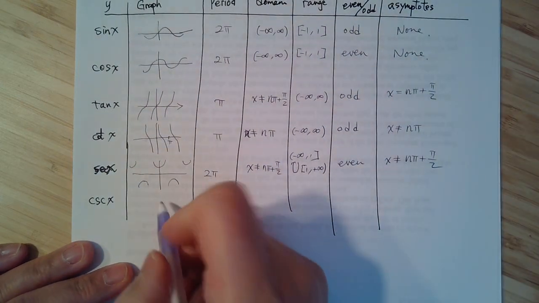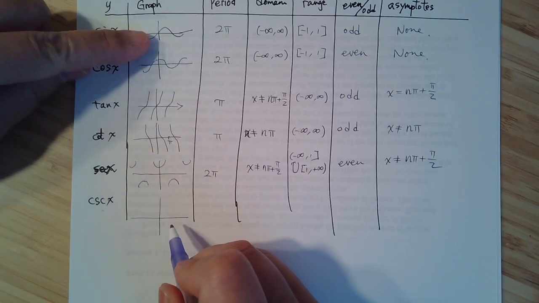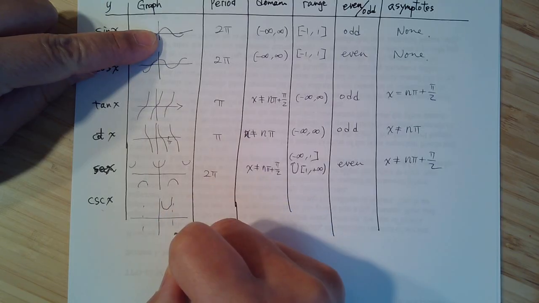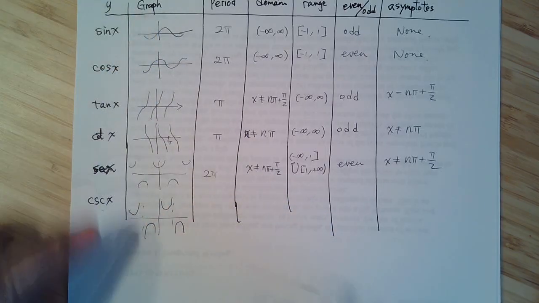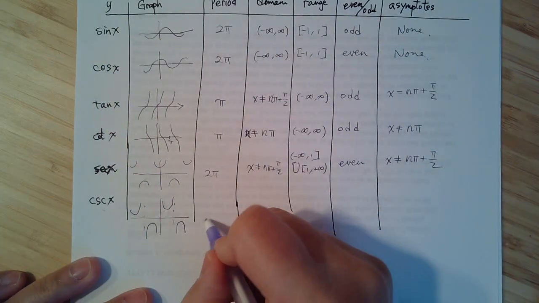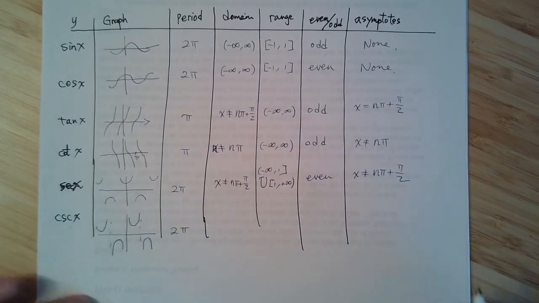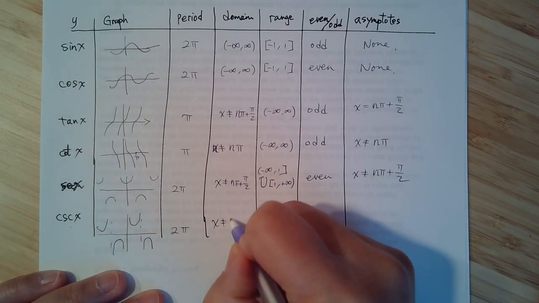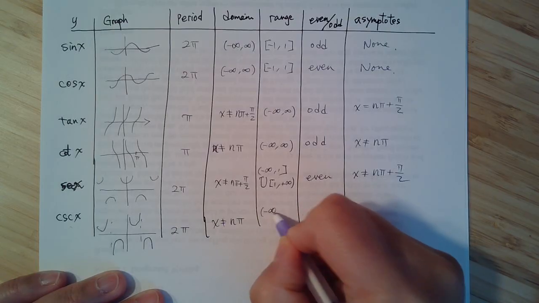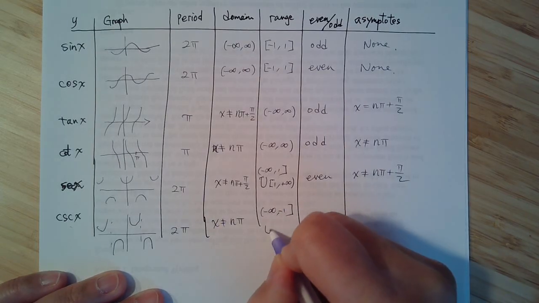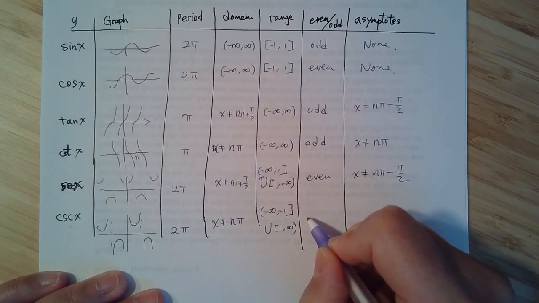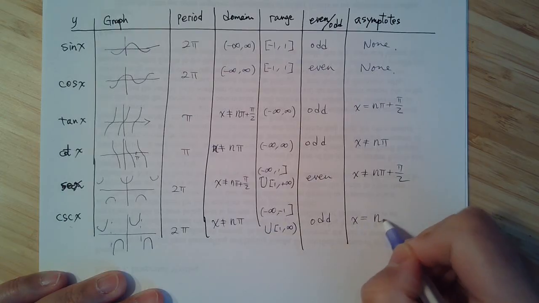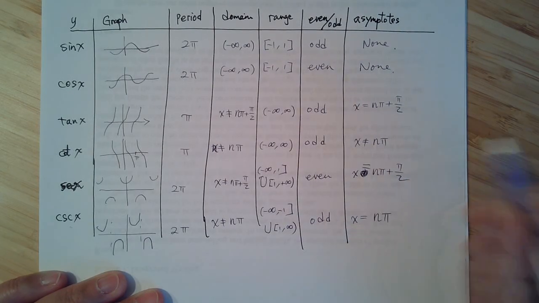And for the next one, the cosecant function, which is the opposite of this. So you have asymptotes. You get this, and this, and this. That's cosecant. See the difference between these two? And the period, again, is 2 pi. The domain is x cannot be a multiple of pi, so x cannot be n pi. The range is, again, from negative infinity to negative 1, union 1 to positive infinity. Is that even or odd? This is odd. And the asymptotes are x equals n pi.